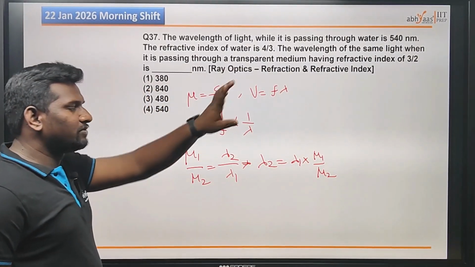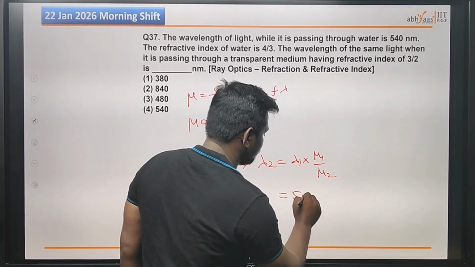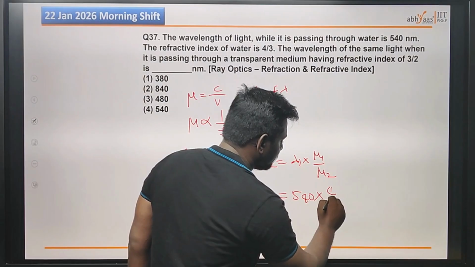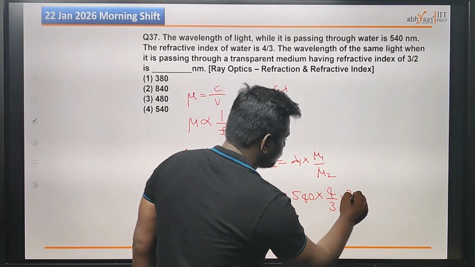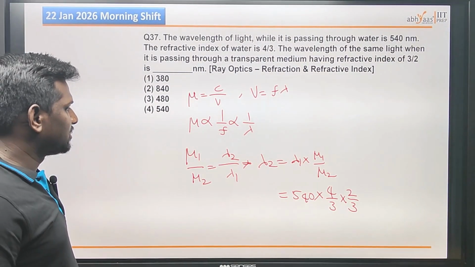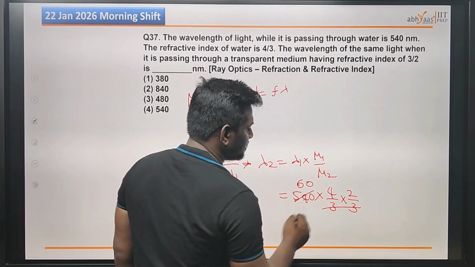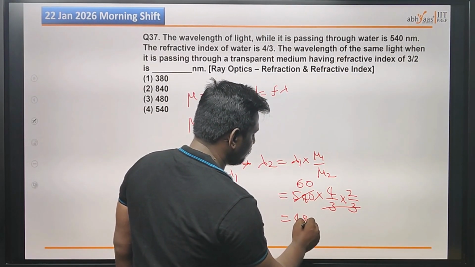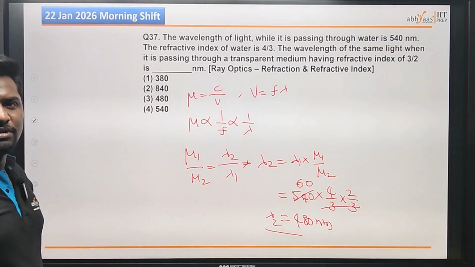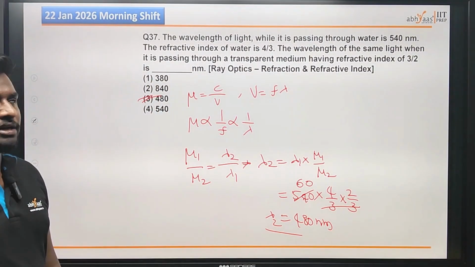So what is lambda 1? 540, into mu1 4/3, into 2/3. Mu2 is 3/2, I have reversed it. See here, 9 gets cancelled, 60 into 8, 480 nanometers. That is the wavelength in the second medium. So what is the correct answer? Option 3 is the right answer.